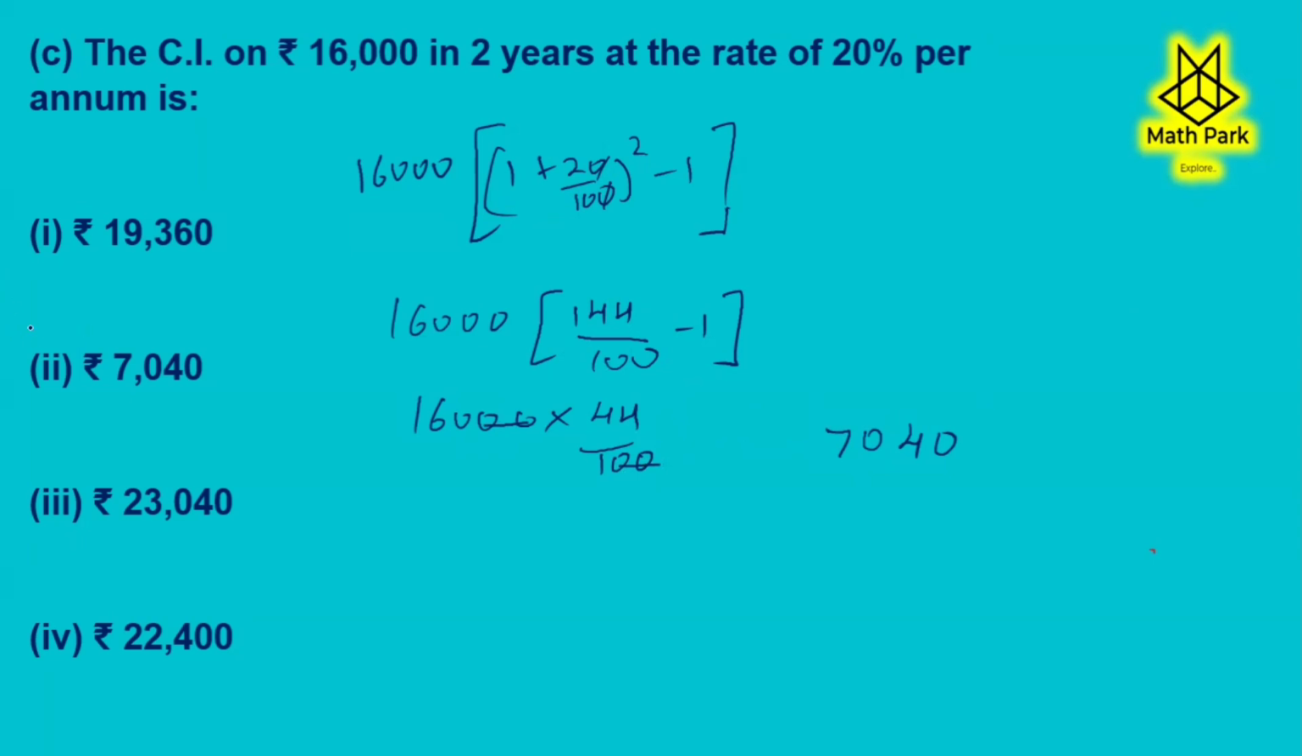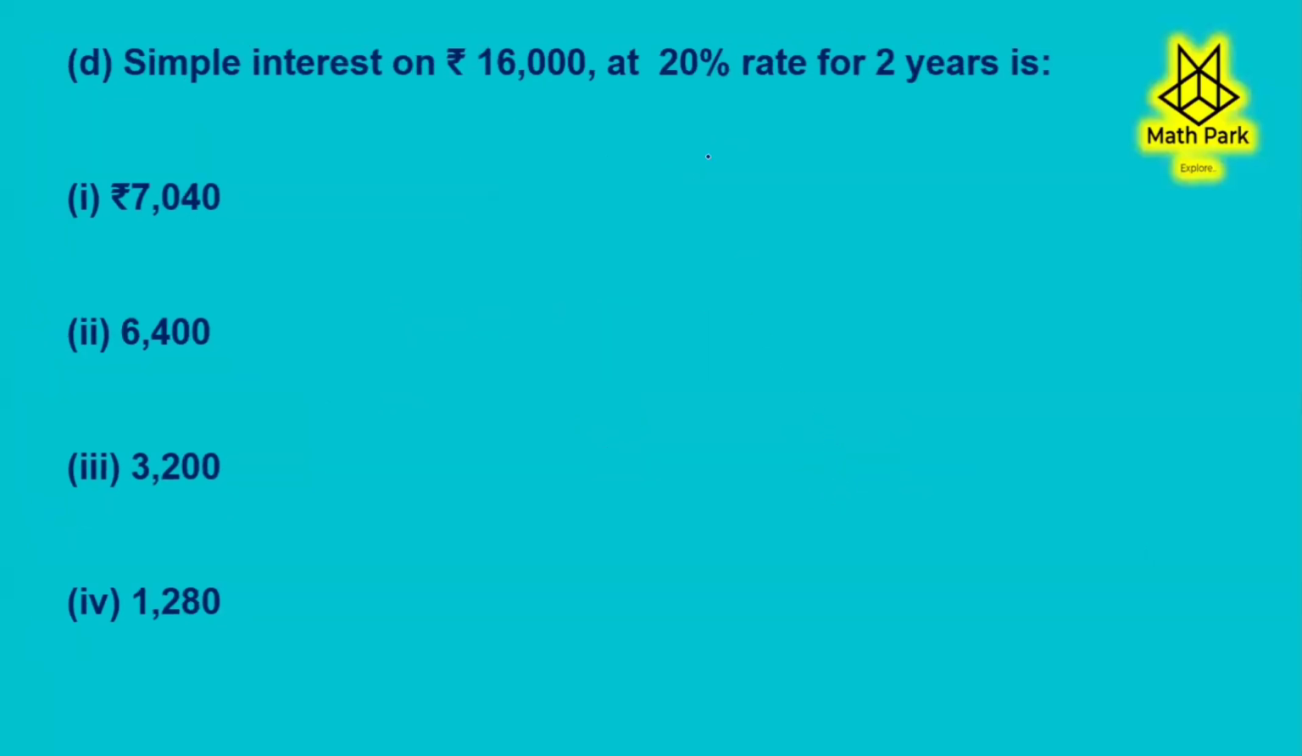So this is your compound interest you got. Got it? 7040. Now this is the compound interest we have already got. We are going to need this further, so let us keep this. Now the next question is on simple interest. On the same amount, 16,000, rate of interest is 20% and the time is 2 years. You have to find the simple interest. The formula is PRT by 100. So 16,000 into rate of interest 20, 2 years, upon 100. So which we get it as.